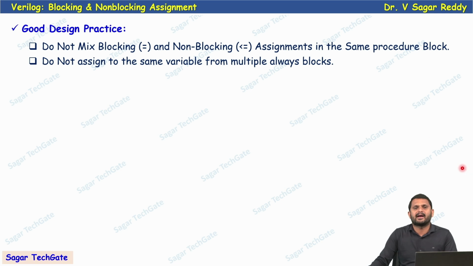So good design practices. Do not mix blocking and non-blocking assignment in the same procedure block. These are mandatory rules. Do not assign the same variable from multiple always blocks. We cannot mix both blocking and non-blocking in the same procedure block, and also we cannot use the same variable from multiple always blocks. For example, if I use X in one always block, we cannot use this X in another always block.